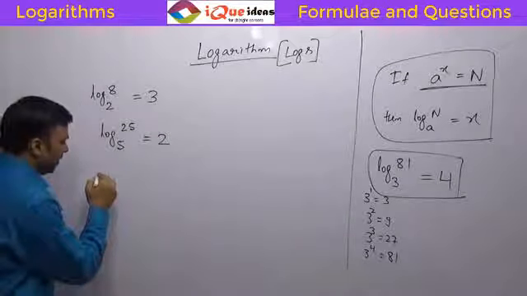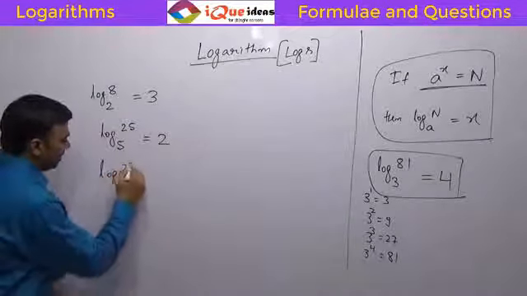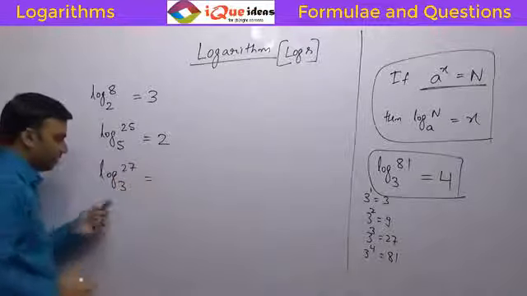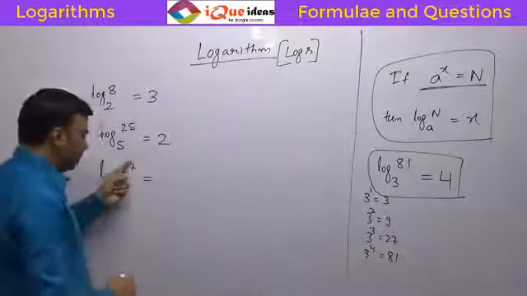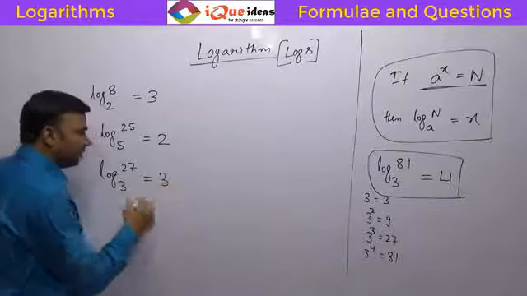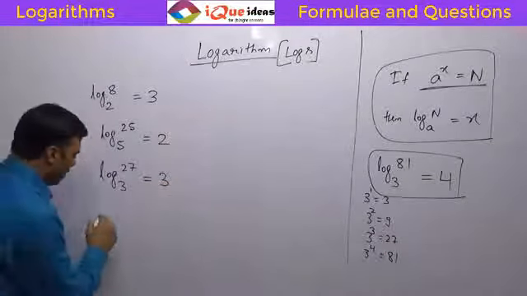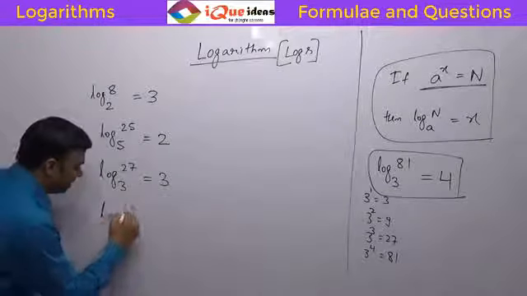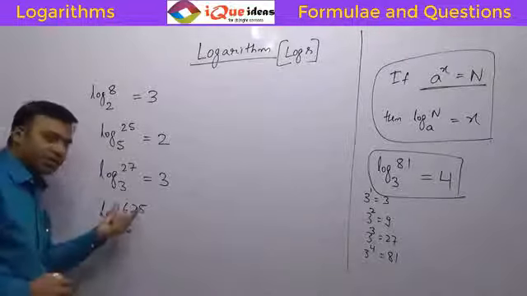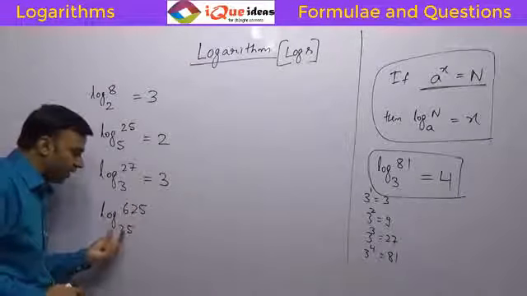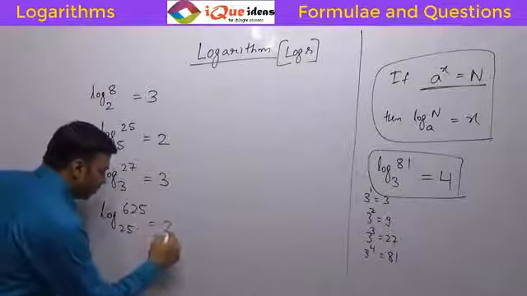Let's take some more examples. Log of 27 to the base 3. How much is it? Think about the powers of 3. 3 to the power 3 is 27. So log of 27 to the base 3 is equal to 3. Let's take some more examples. If I say log of 625 to the base 25, we know 625 is 25 square. Hence, it is equal to 2.